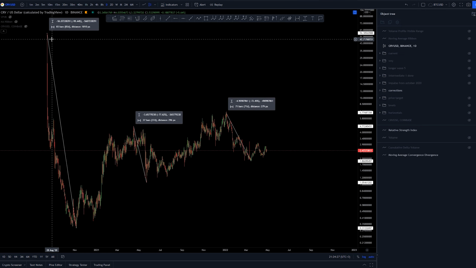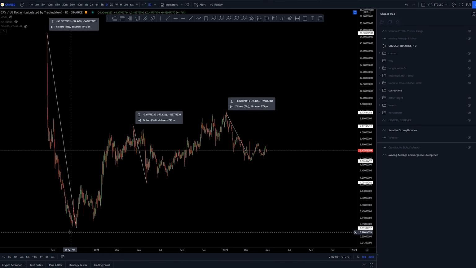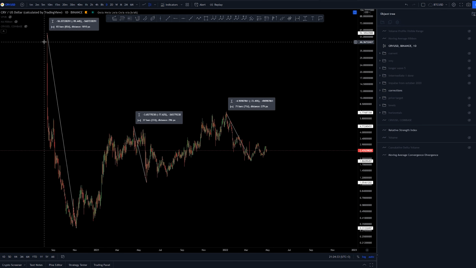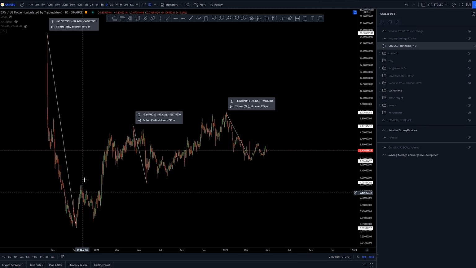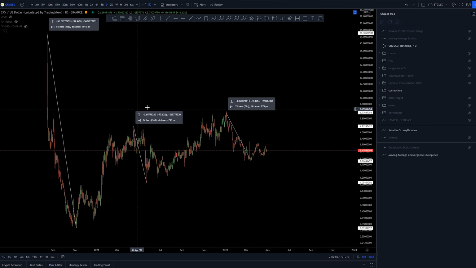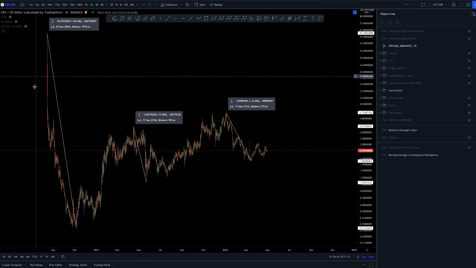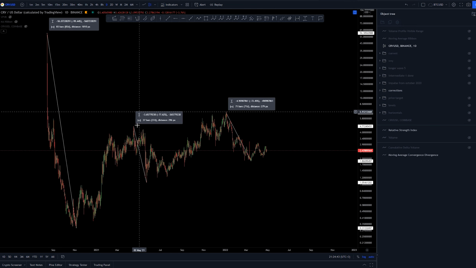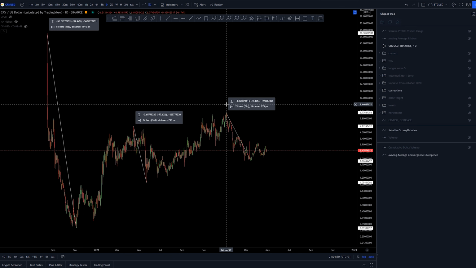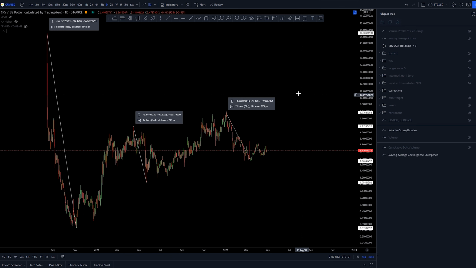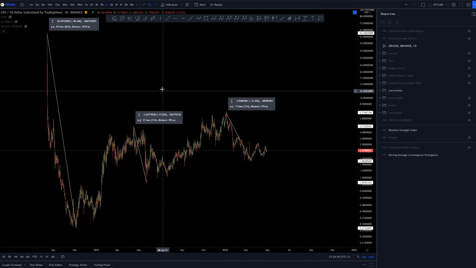Now first, massive dump here, 99.44%. No idea what this was caused by. Somebody can probably give me some fundamental reason. Maybe lead dev leaving or some other things, I don't know. 77% correction here around early 2021, and now this last dump from January 2022 around 73%.